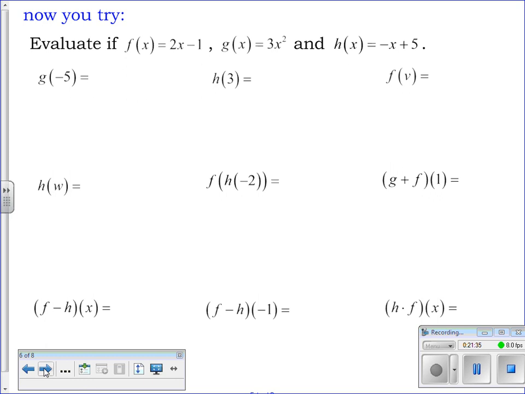Your turn. Work on these. Do these, and then we'll do the next group together. Then we'll go to the next page and do them. Remember, the f, g, and h have changed. Make note of that.